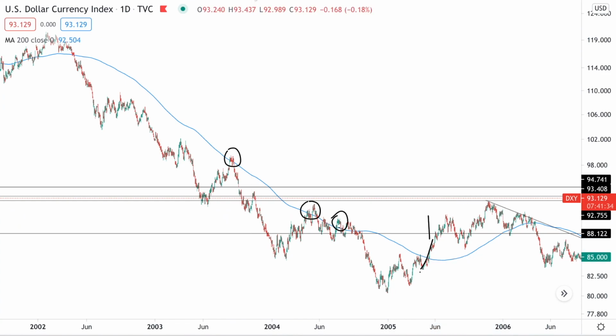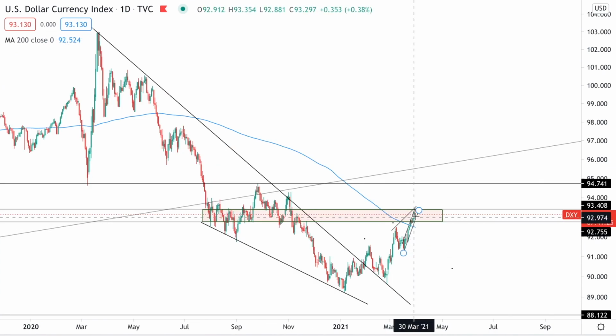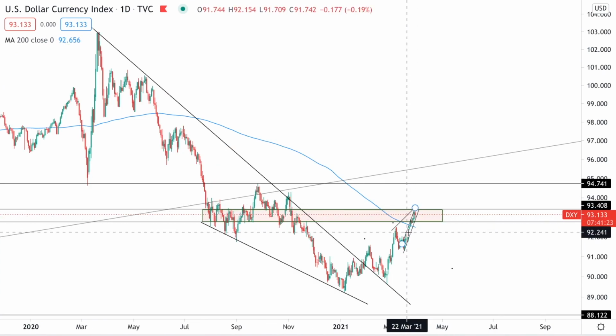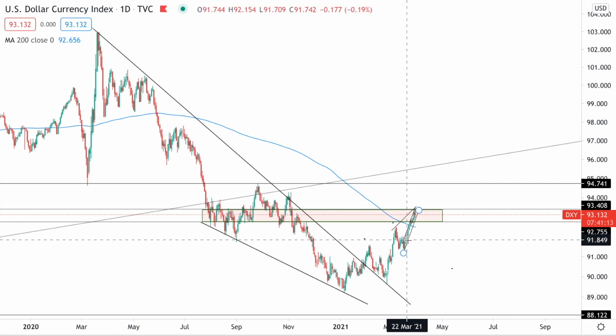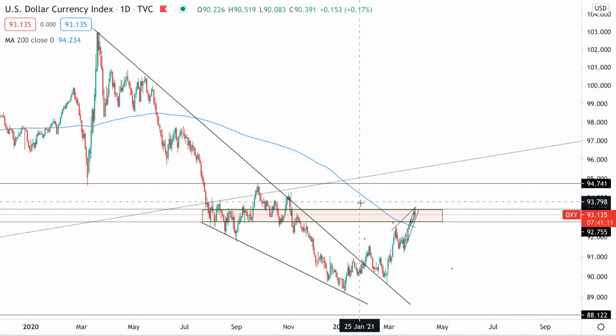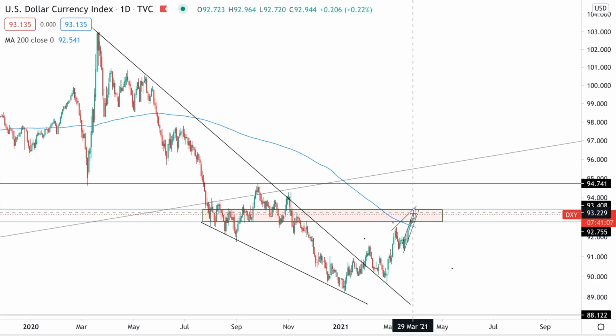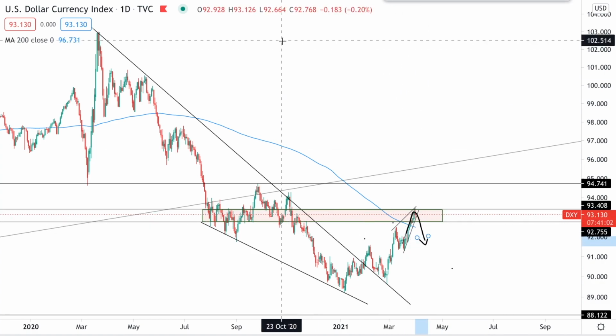So that's definitely something that we're currently watching. We do not want the DXY to start breaking too much above that 93.4 point level, because that would start to look like a successful breakout above the 200-day moving average. Ideally, we want to see that reversal happen now. And is that something that's possible?